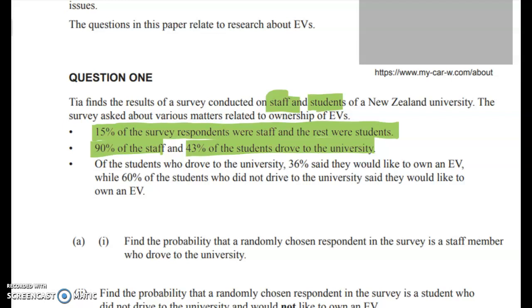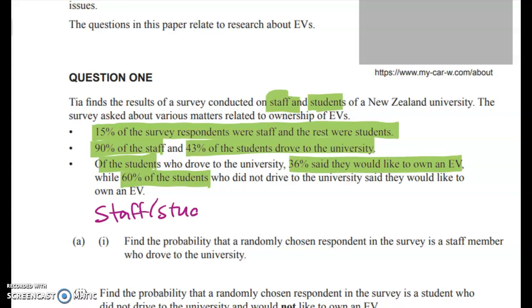And then in the next bit, that's confirmed because we're given the percentage of the students who said they wanted to own an EV. And then 60% of the students who didn't drive said they'd like to own an EV. So we've got three things going on in here. We've got the staff, students, then we've got did they drive or not drive, which I'll do as D or not D, and then we've got do they want to own an EV, and I'll put EV for that, or do they not want to own an EV. Remember that dash means the complement, in other words, the not event.